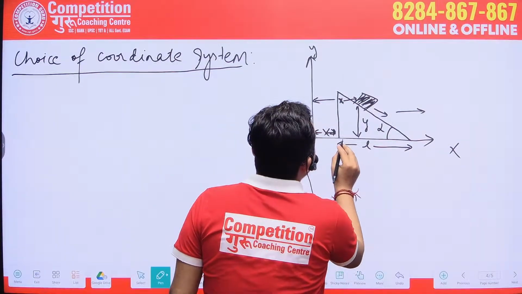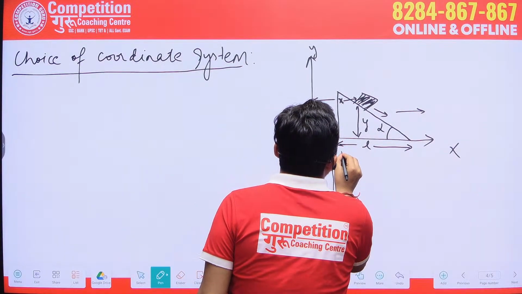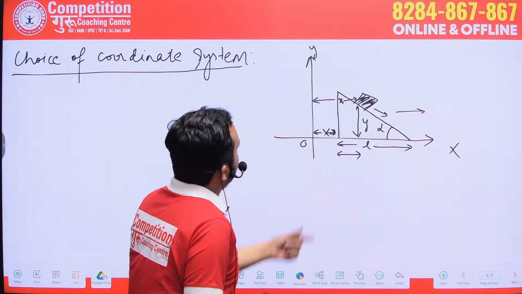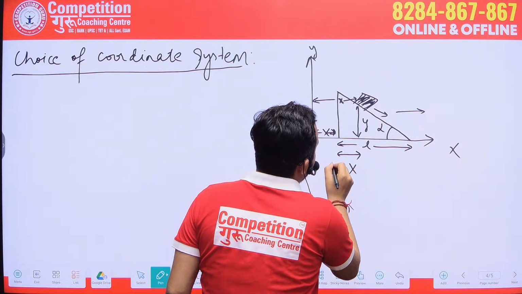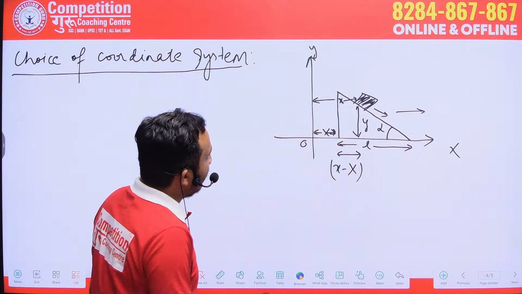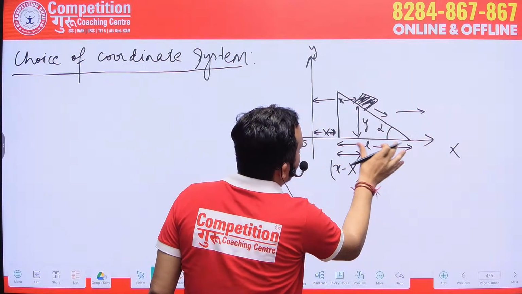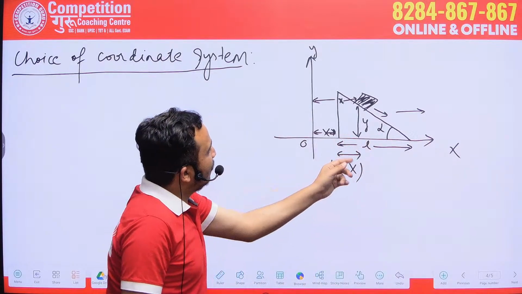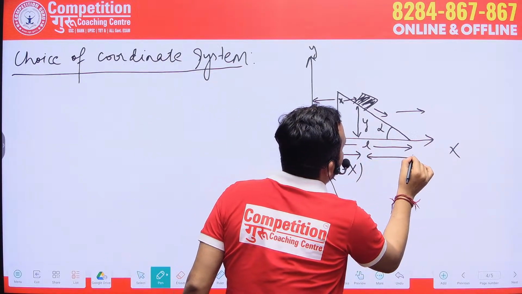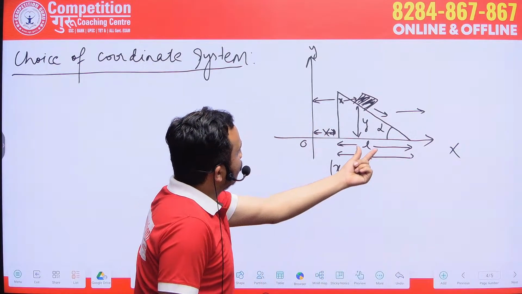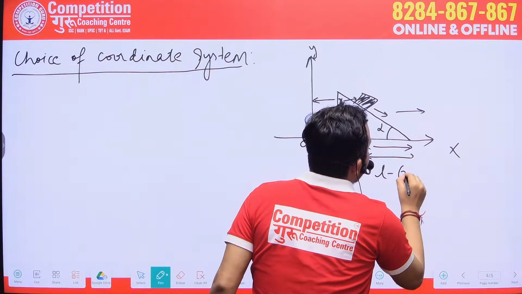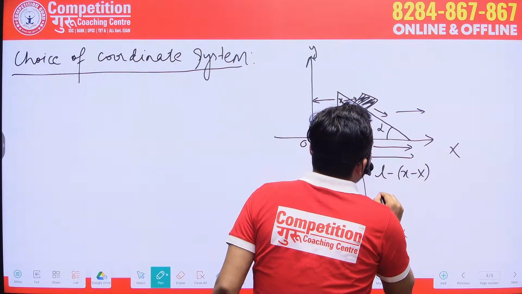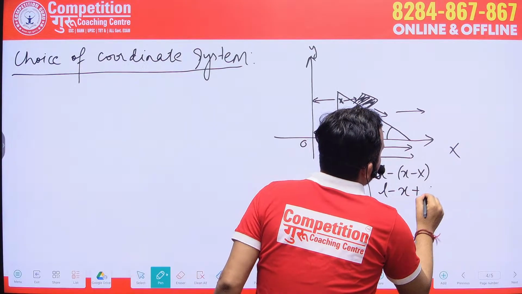Okay, so let us suppose that we can find out this small distance from here to here. So this is x minus capital X. And this whole distance is equal to L, and we have to find out this distance from here to here. So this distance is equal to L minus this whole quantity, that is L minus (x minus X), or we can write this as L minus x plus X.